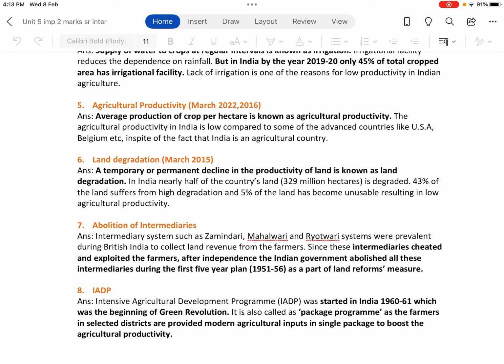Out of this, 43% of the land suffers from high degradation and 5% of the land has become unusable, resulting in low agricultural productivity. So 5% of the land you cannot use. So all this causes low productivity.